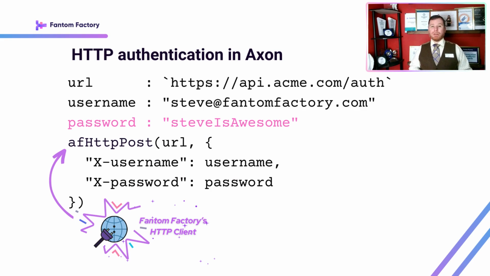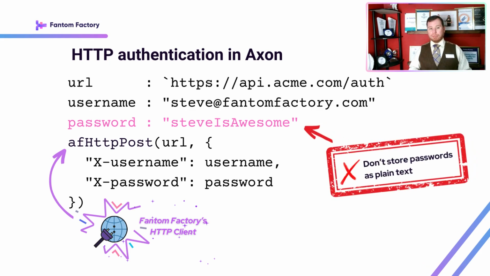Here is some Axon code that makes a HTTP request. And as is standard, it's using a username and password for its authentication. We are also using Phantom Factory's HTTP client to make the request. And why not? It's great, we made it, and I make no apologies for using it. But here is the no-no. The password is stored in the Axon code in plain text.